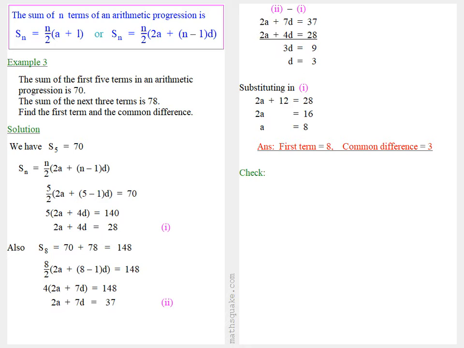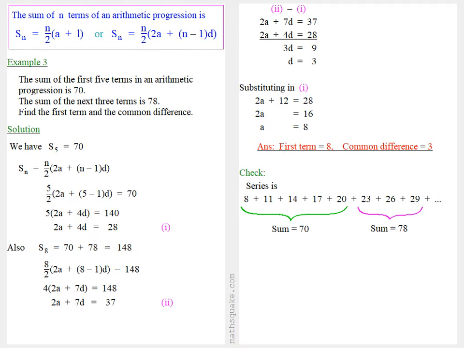Now we can check this one fairly easily. The series is 8 plus 11 plus 14 plus 17 plus 20, and the first 5 terms do add up to 70. Now the next 3 terms are 23 plus 26 plus 29, and they do add up to 78. So we have checked our answer.